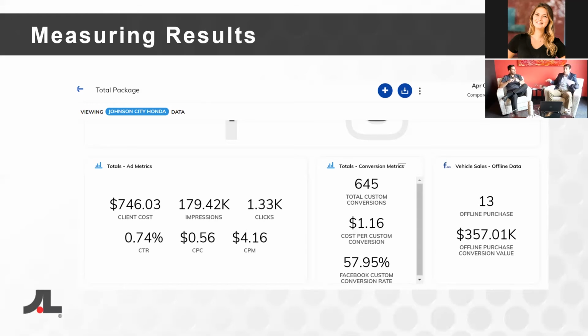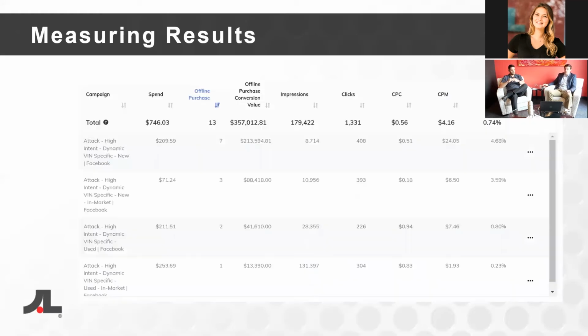So that's at the overall level, but we can get down to the campaign, the ad set, and the individual ad. So let's take a look at the campaign breakdown. So along the left-hand side here on the chart, right under the campaign, you can see the campaign names. And so we have them structured in such a way where it's attack, high intent, dynamic VIN. So these are our dynamic retargeting ads.